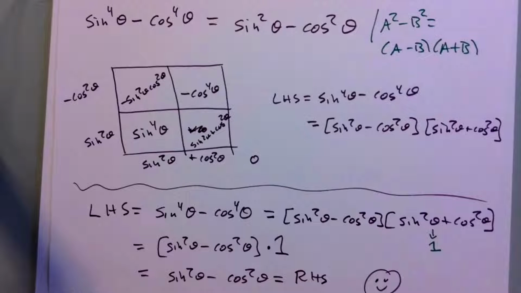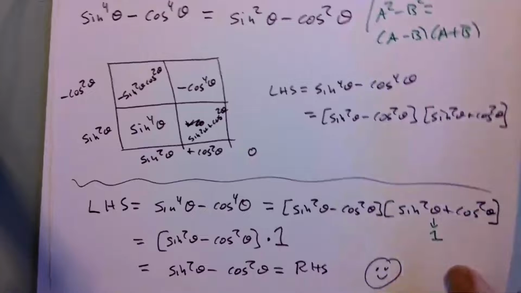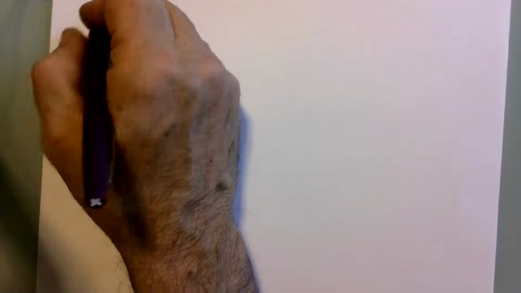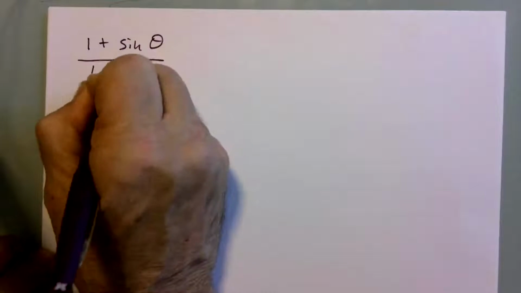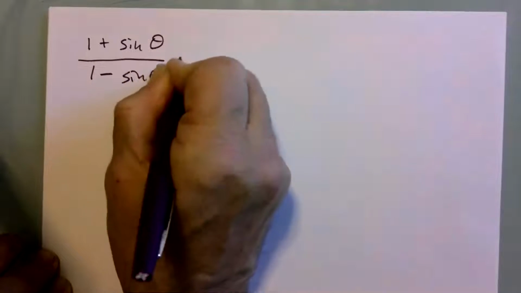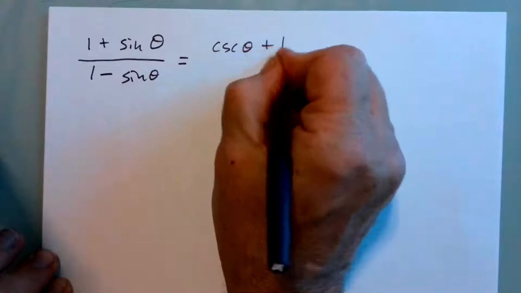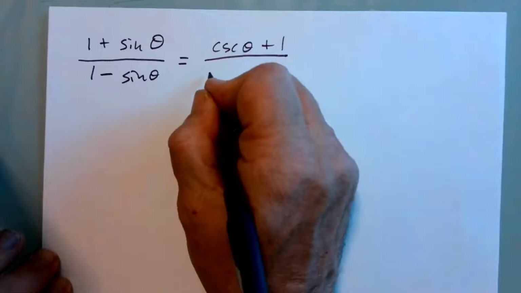Okay, I want to do one more proof of a trig identity before we jump into today's special identities. So I'll give you a chance to think about this one. We are going to look at the following. We want to prove 1 plus sine theta over 1 minus sine theta equals cosec theta plus 1 over cosec theta minus 1.